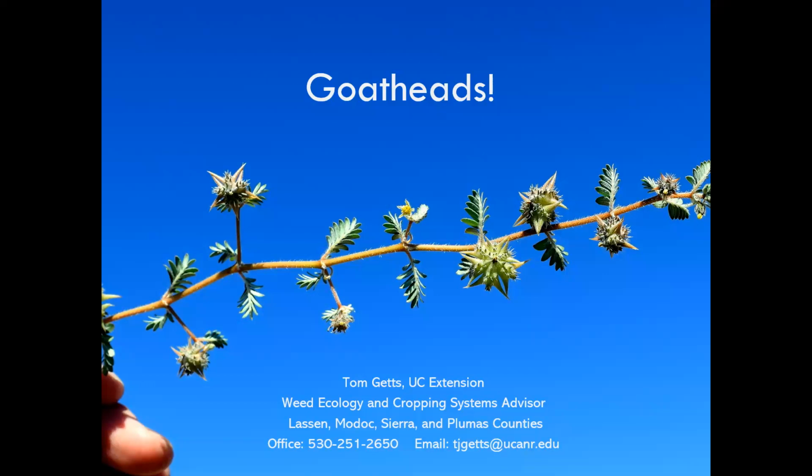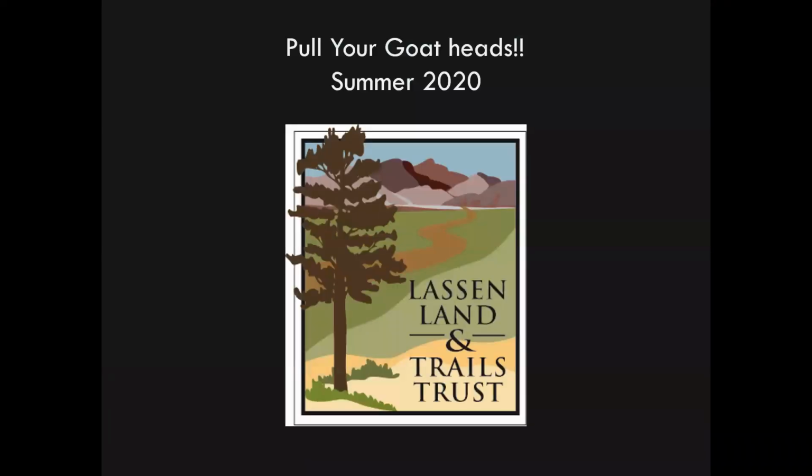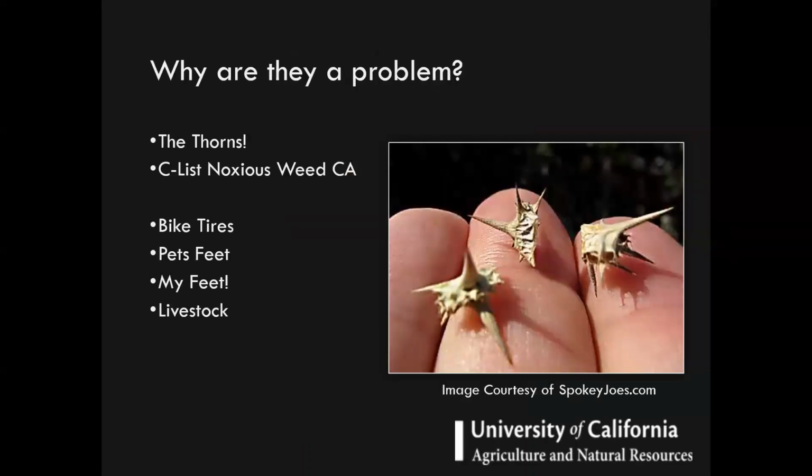So this is a picture of a goathead vine, and we're really hoping that throughout the next couple of years, we can put a dent in the goathead population here in Susanville. They're really a nasty plant that we have all over Lassen County. And they're a problem mainly because of the fruits that they produce. The thorns, most people on this call, I don't have to tell you that these thorns can be very problematic. Popping bike tires, being problematic for pets, being problematic for me personally.